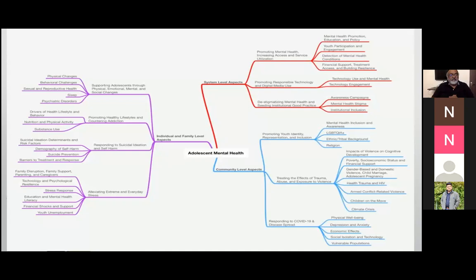Once we chose this topic, what popped into our head was: what are the various aspects of adolescent mental health? Individual, family, system, community, there are various levels of aspects. That was the first thing that came into the researcher's head. After that, each of these topics is further divided into three or four subtopics. Take community level aspects as an example. They are further divided into promoting youth identity, representation, inclusion. Within inclusion, we have mental health inclusion awareness, LGBTQIA+, ethnic tribal background, religion.